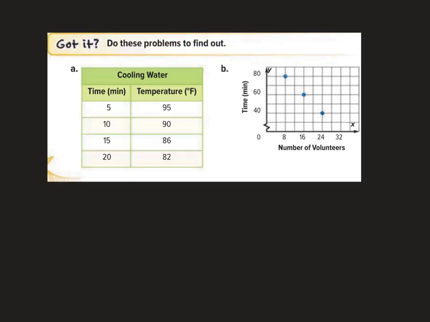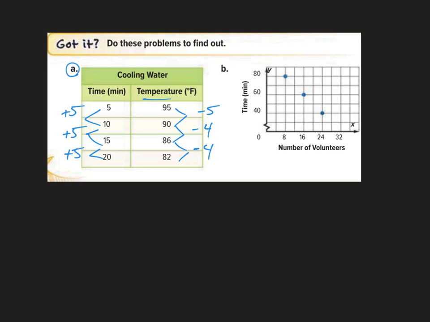So let's try a couple more examples. Remember, when you're looking for linear relationships, you're really just looking for patterns and consistency in those patterns. So let's take a look at A. We're looking at cooling water, and in the time column, we've got 5-minute increments, it looks like. So we go from 5 to 10 is plus 5, 10 to 15 is plus 5, and 15 to 20 is plus 5. And then when we're looking at the temperature column, we go 95 to 90 is a reduction of 5. 90 to 86 is a reduction of 4. And 86 to 82 is a reduction of 4.